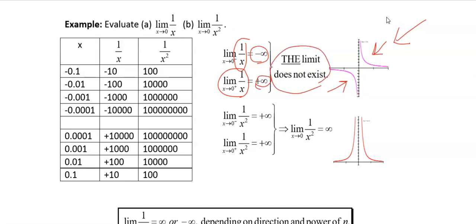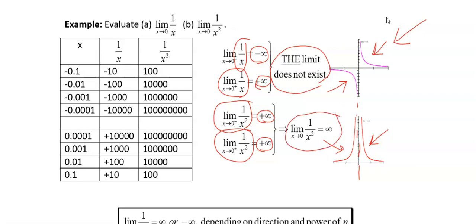Now, that's how you did it with a graphical approach. 1 over x squared, though, is different. Watch what happens to 1 over x squared. They look very similar, but the result is completely different. Now, as x approaches 0 from the left, you can see that the y value goes to positive infinity. And as x approaches 0 from the right-hand side, it also approaches positive infinity. Now, you still have your asymptote there. The y-axis is your asymptote. But because the left-hand side and the right-hand side are both going to positive infinity, then the limit does exist, and it's equal to infinity.